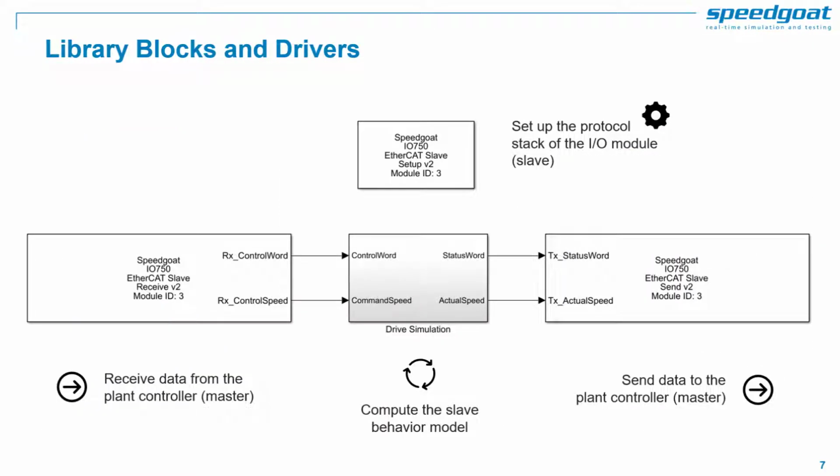The look and feel of the blocks is very much the same along the different protocols. You use the setup block to configure the protocol stack of the I/O module. You use send and receive blocks in order to exchange data with the I/O memory, which the protocol stack shares. This example is about a drive simulation, where the real-time application receives new setpoint data from the network master, performs the drive algorithms, and finally sends back new actual values.